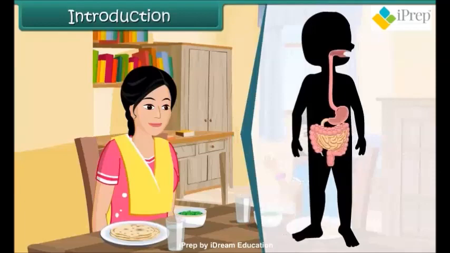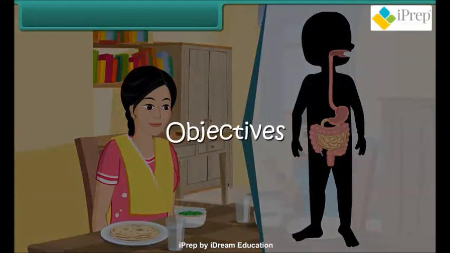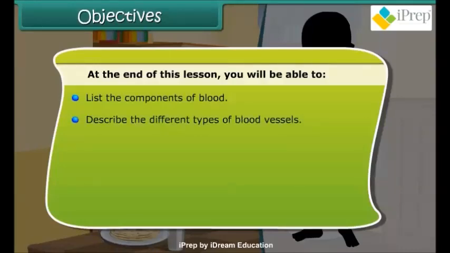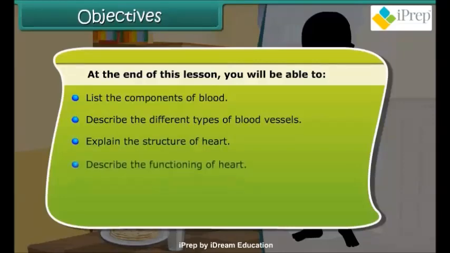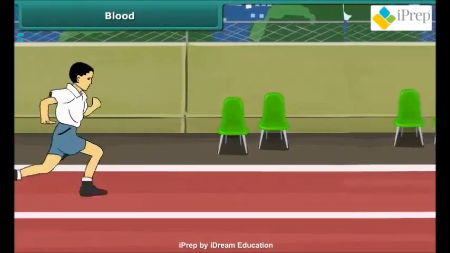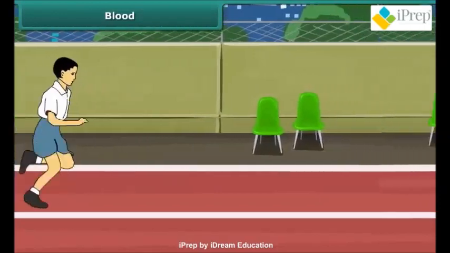In this lesson, we will discuss the process of transportation of oxygen, nutrients, and wastes from one part of the body to the other part. Objectives. At the end of this lesson, you'll be able to list the components of blood, describe the different types of blood vessels, explain the structure of heart, describe the functioning of heart, define heartbeat and heart rate, understand the functioning of excretory system.